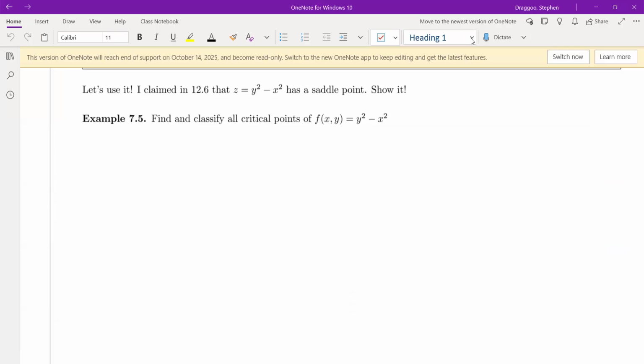So back in 12.6, we had this shape, z equals y squared minus x squared. Based on what we know from 12.6, which was quadratic surfaces, this thing is a hyperbolic paraboloid. If it's z equals y squared minus x squared, I've got one linear term, which means it's a paraboloid. The signs on my 2 square numbers are different, which means it's hyperbolic instead of elliptic. So we claimed that this thing had a saddle point in the middle of it. Well, now let's show it using the stuff that we just learned.